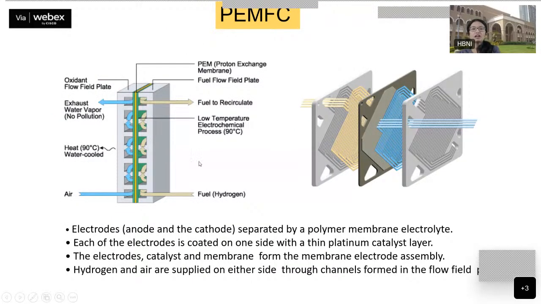Similarly, in a polymer electrolyte membrane fuel cell, the electrodes are separated by a polymer membrane. Each of the electrodes is coated on one side with a thin platinum catalyst layer, as you can see over here. The electrodes, catalyst and membrane form a membrane electrode assembly. Hydrogen and air are supplied on either side, flowing through channels, as you can see over here.